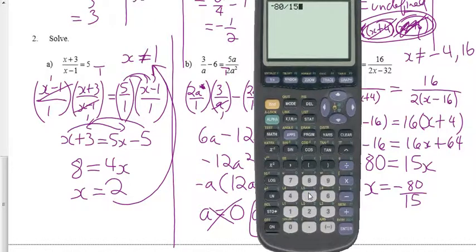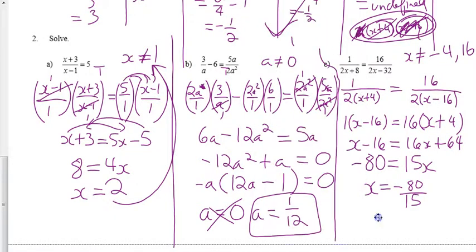Now you could hit enter, it'll give you a decimal. So instead I'm going to hit math, enter, which says take negative 80 divided by 15 and convert it to a fraction. And reduce it while you're at it, right? So give me the reduced fraction, which is negative 16 over 3. So x is equal to negative 16 over 3.